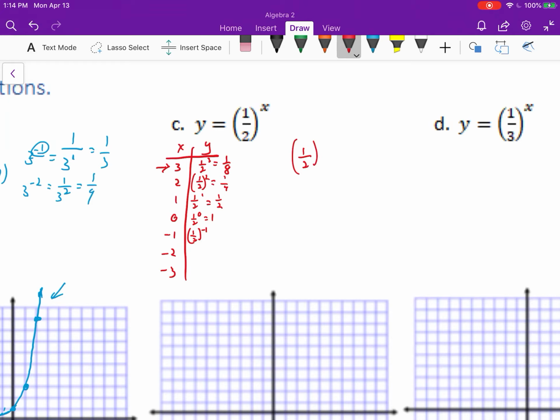Now 1/2 to the negative 1. I'm going to write that up here so we can see it. This negative 1 means 1 over 1/2 to the first. Well, this is 1 divided by 1/2. Dividing is the same as multiplying by the reciprocal. So the reciprocal of 1/2 is 2 over 1. 1 times 2 over 1 is just 2. So we got 2 here. I'm sorry, wrong one. We have 2 here.